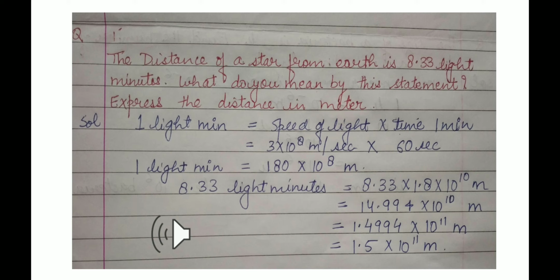So it will become 8.33 into 1.8 into 10 to the power 10 I have written, because we should have only one digit before the decimal. So this becomes 14.994 into 10 to the power 10 meters. And that is 1.4994 into 10 to the power 11 meters. That is equal to 1.5 into 10 to the power 11 meters. So this is few of the numericals.